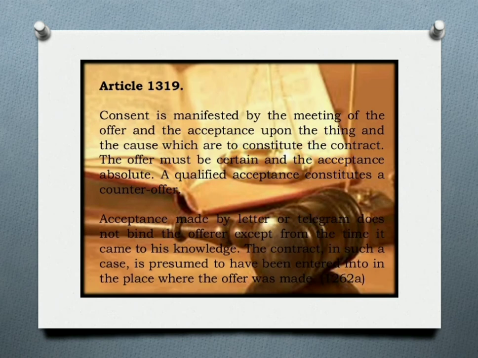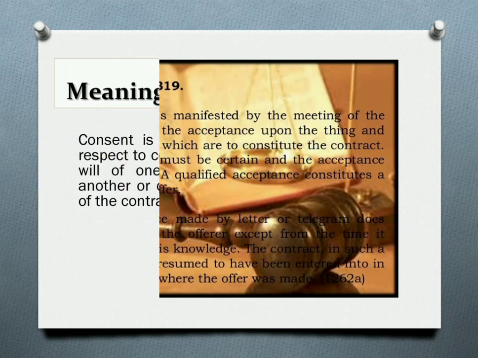Article 1319. Consent is manifested by the meeting of the offer and the acceptance upon the thing and the cause which are to constitute the contract. The offer must be certain and the acceptance absolute. A qualified acceptance constitutes a counter-offer. Acceptance made by letter or telegram does not bind the offerer except from the time it came to his knowledge. The contract in such a case is presumed to have been entered into the place where the offer was made.